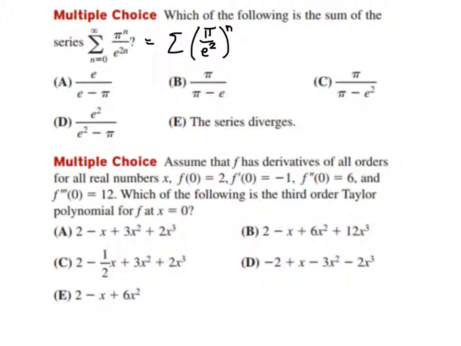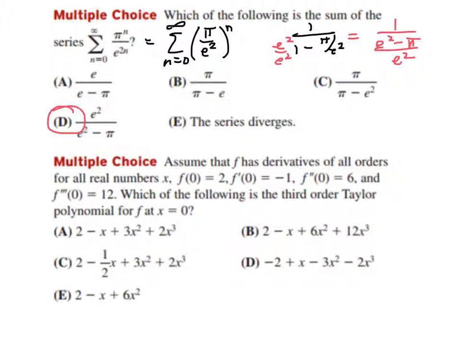Okay. So my first, we're starting at 0, so n equals 0. So the first term in my sum, anything to the 0 is 1. And the ratio is pi over e squared. So if I get a common denominator on the bottom, and multiply this by e squared over e squared, I'd have 1 over e squared minus pi over e squared. Well, dividing by a fraction, you flip, so we should have e squared over e squared minus pi. It's d. Okay.